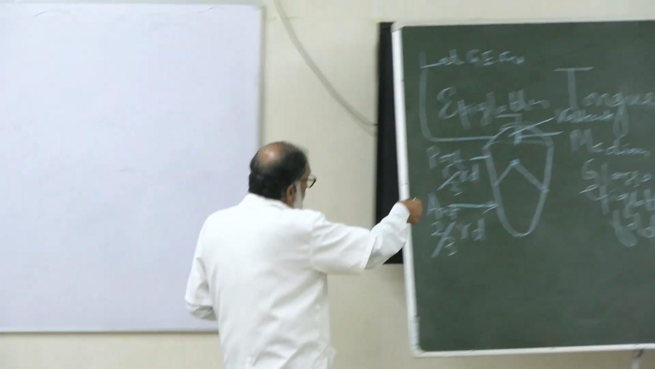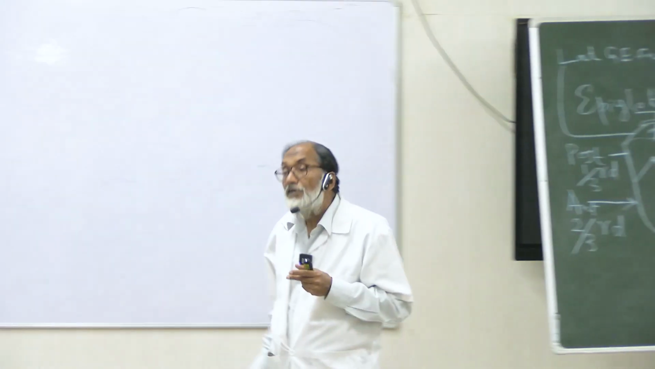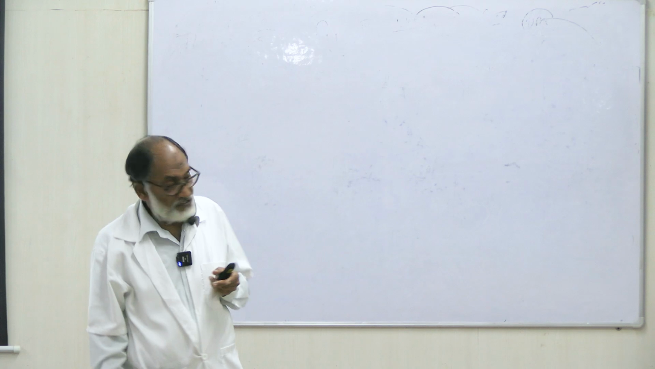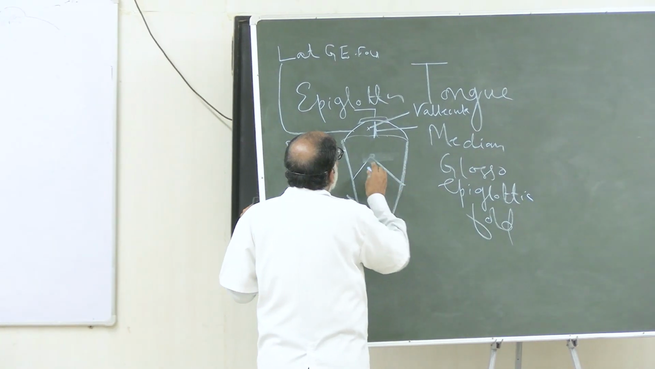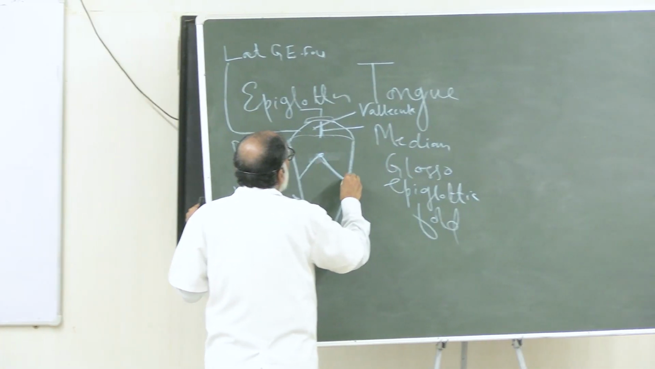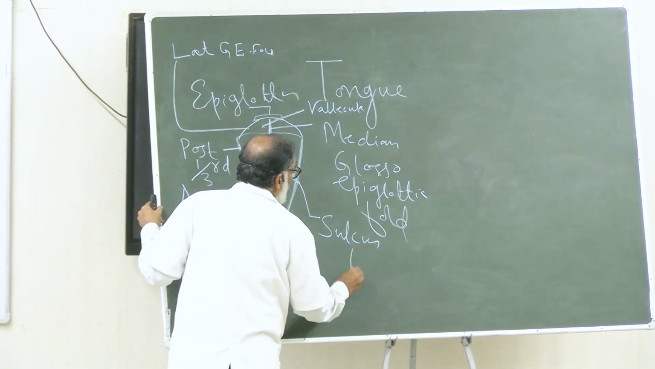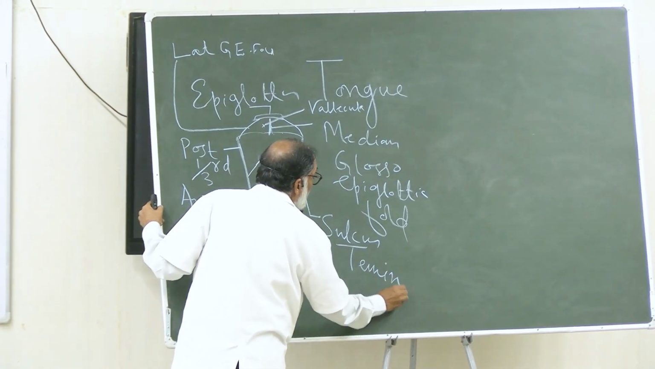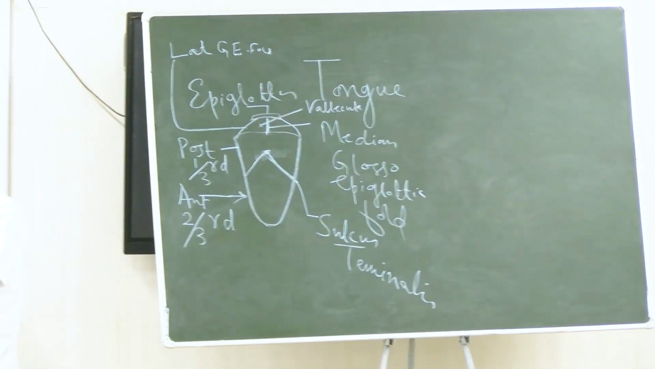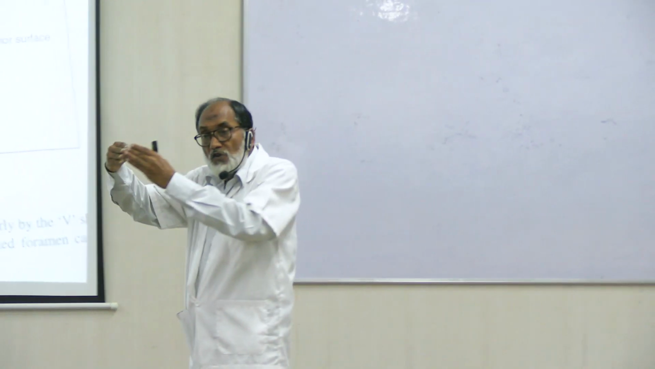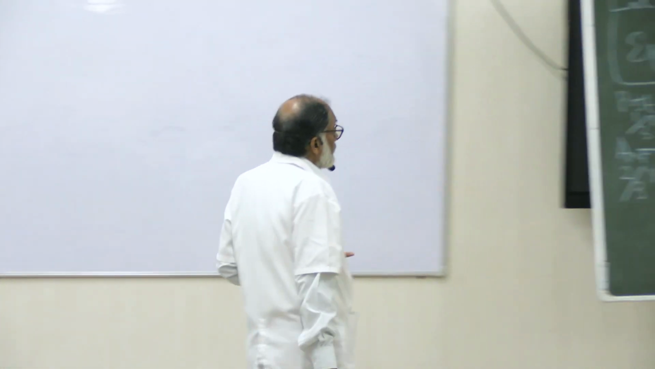Anterior two-thirds and posterior one-third are separated by this groove. What is the name of this groove? Sulcus terminalis. The two limbs of the sulcus terminalis converge into a foramen that is called the foramen cecum.